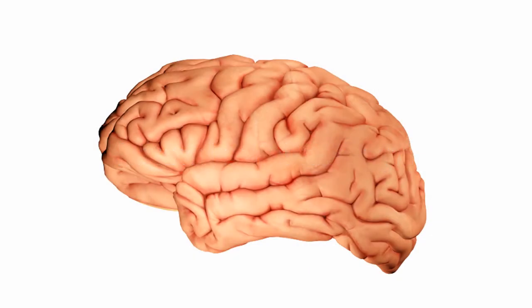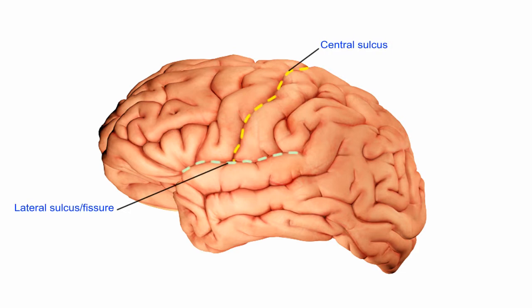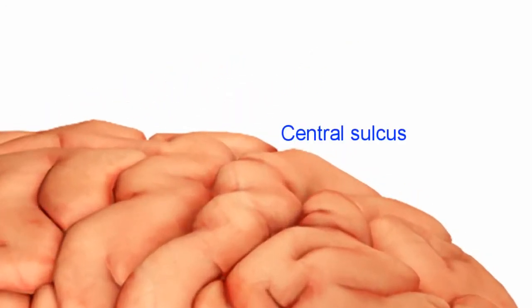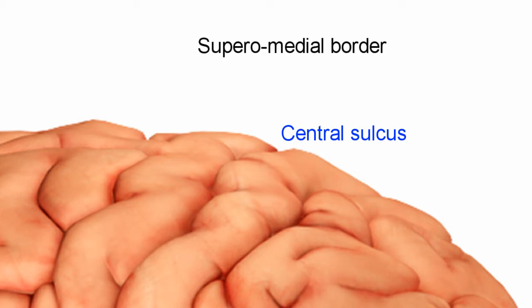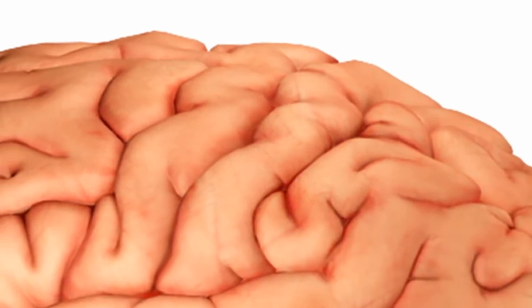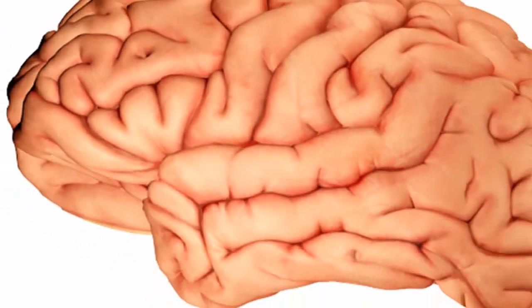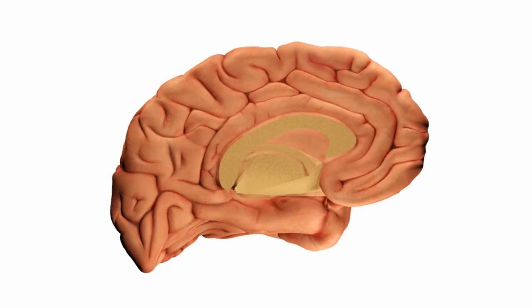Now we shall look first at the lateral surface of the cerebrum, and the first sulci we shall look at are the central sulcus and the lateral sulcus. The central sulcus extends from the superior surface of the cerebrum at the junction with the medial surface. This is the so-called superomedial border, and it runs diagonally down the lateral surface, ending at or near the lateral sulcus. At the upper end, the central sulcus continues round the superomedial border to end on the medial surface of the cerebrum. As you shall see later, this sulcus is the junction between the frontal and parietal lobes of the brain.